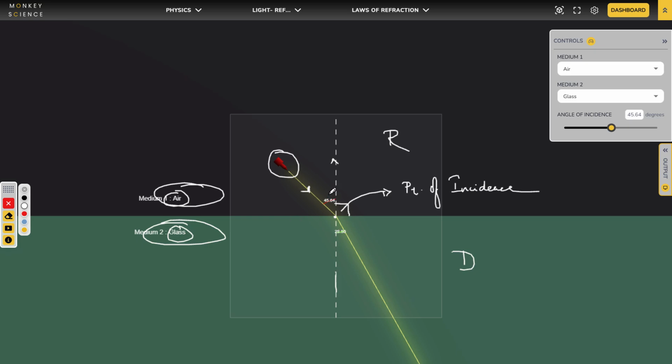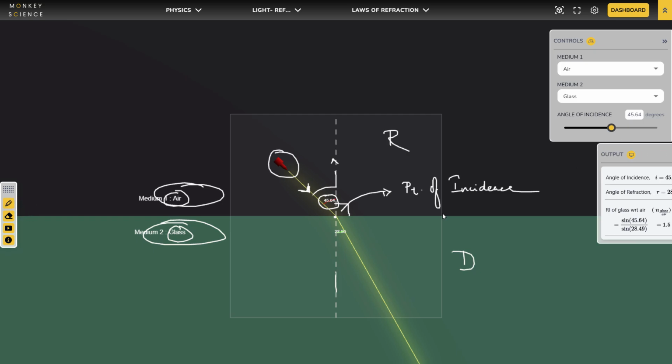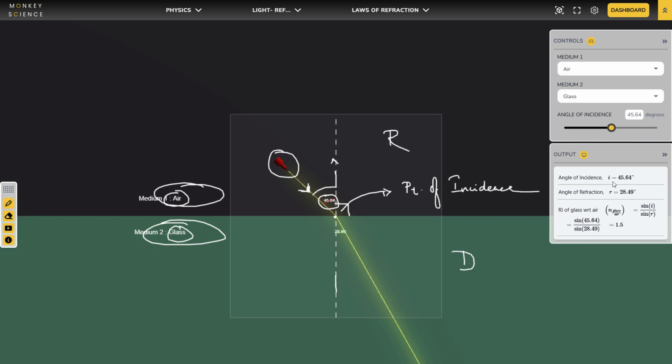Now you see, our angle of incidence is nothing but the angle between the incident ray and the normal, which is measured to be currently at 45.64. We can see that in the output as well.